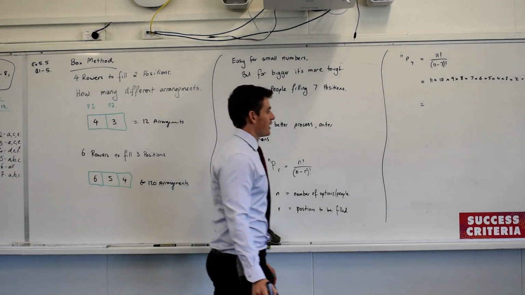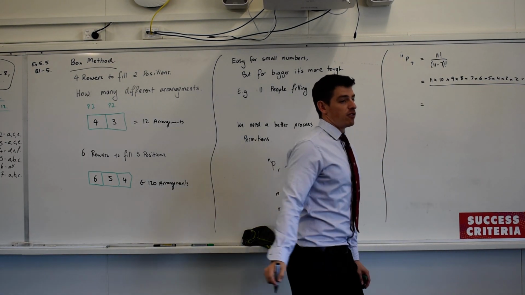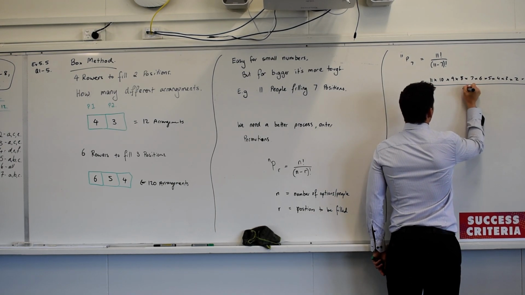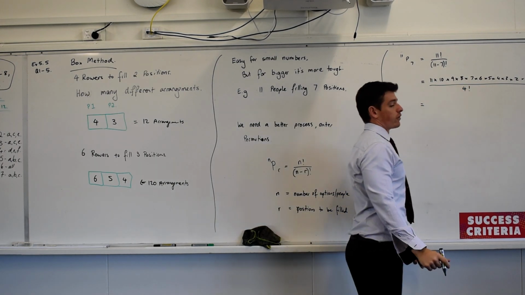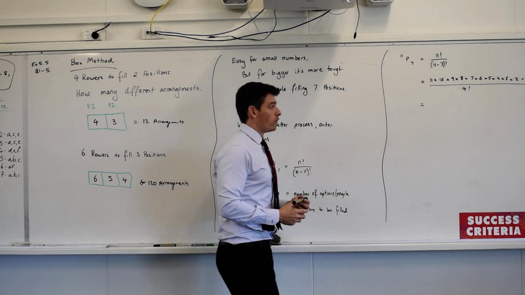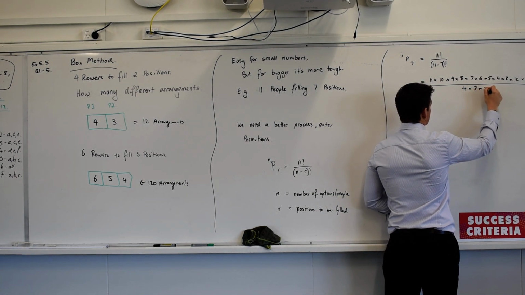Nope, mathematicians are notoriously lazy. There is no way in the world we'll be doing that. What is 11 minus 7? 4. 4 factorial, correct? So we do the minus first, we get 4 factorial. What is 4 factorial? 4 times 3 times 2 times 1.